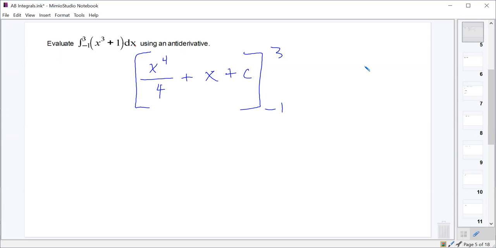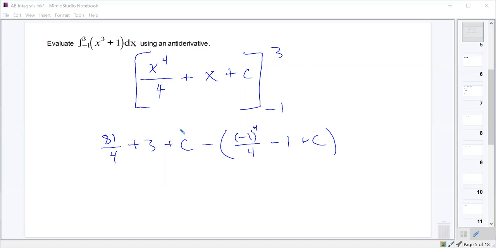So what happens? Plug in the 3, right? 3 to the 4th over 4. What's 3 to the 4th? That's 81. So 81/4 plus 3 plus some constant minus -1 to the 4th over 4 minus 1 plus some constant. Well, what happens to the two constants? They add up to 0.